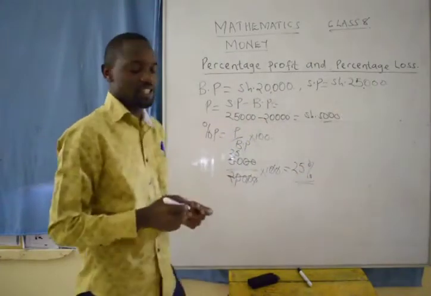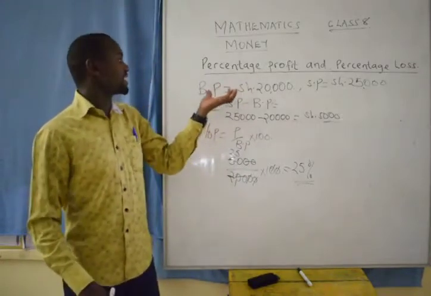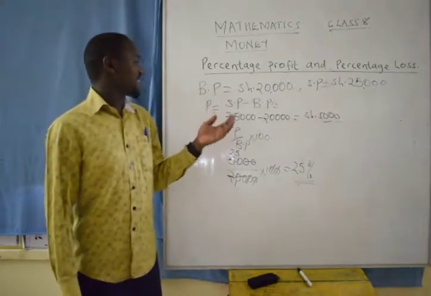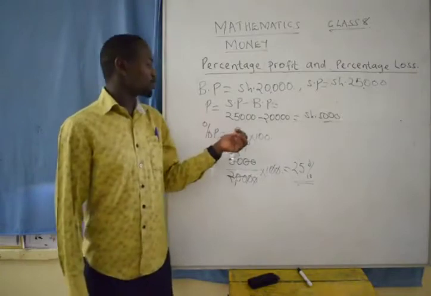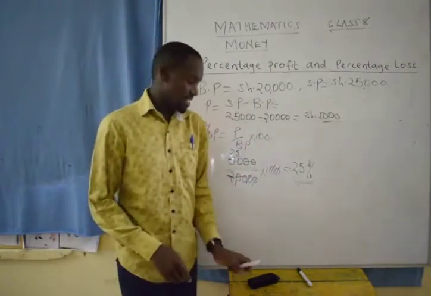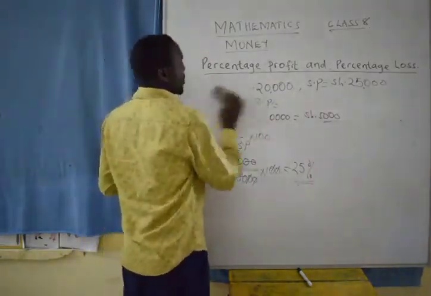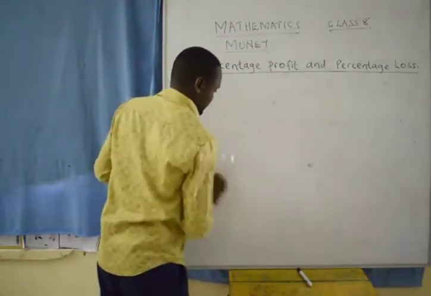That is the percentage profit. So to get percentage profit, first get the profit. After getting the profit, calculate the percentage profit using the formula: percentage profit equals profit over the buying price times 100. And that is how you get the percentage profit. Let's look at the percentage loss.